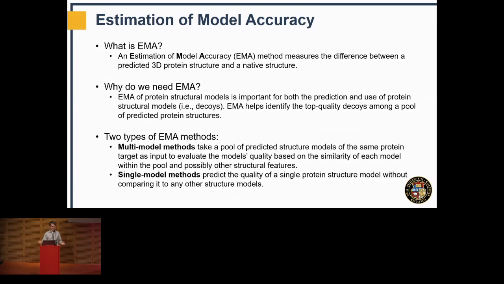There are generally two types of EMA methods: multi-model methods and single model methods. The way multi-model methods generally work is you might have a pool of structures and you use the similarity between the structures to guide your estimate of the quality of the individual structures. So it's a consensus-based approach. Single model methods in some ways are more appealing because they don't require you to have a pool of predicted or decoy structures. Instead, you would just take that structure and predict a single value that tells you how good it is without having to reference any other structure. So it's a little bit more versatile that way. And we aim for single model QA here.